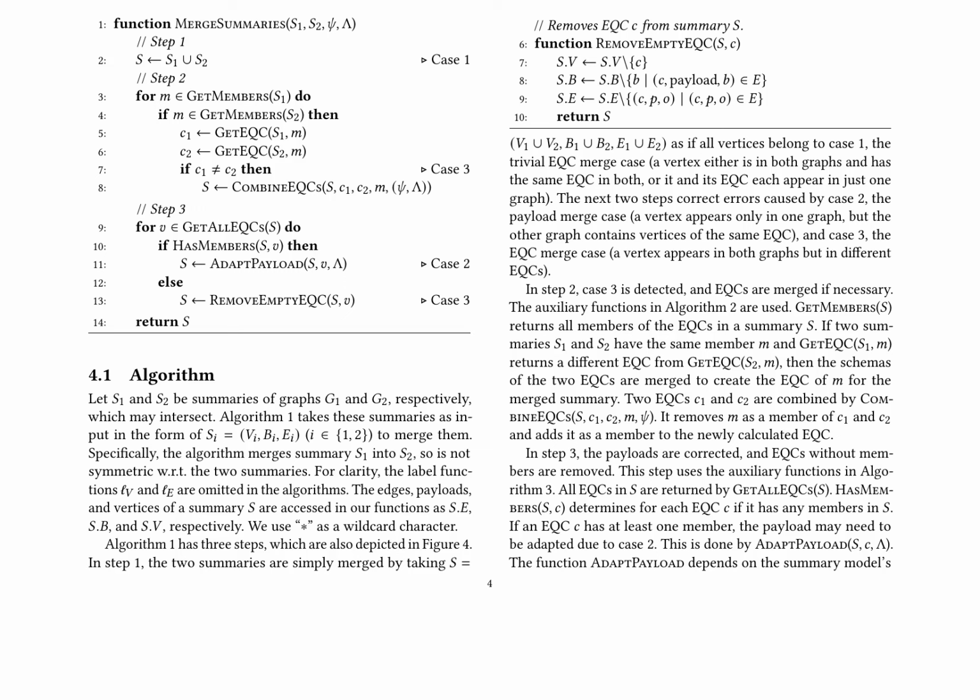The algorithm is designed to generalize to merging n summaries, making it a scalable solution for large-scale graph data integration. Furthermore, the use of auxiliary functions enables efficient handling of different cases, ensuring that the merged summary accurately represents the combined graph data. Ultimately, EQCs without members are removed from the merged summary, resulting in a refined and accurate representation of the integrated graph data.